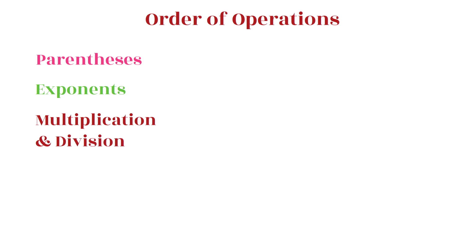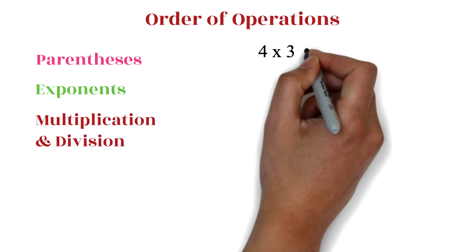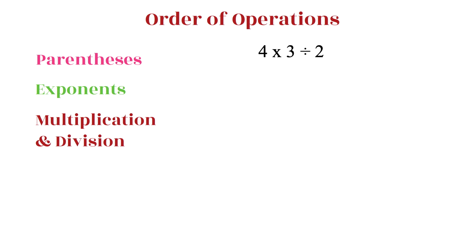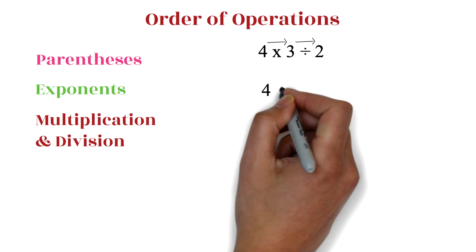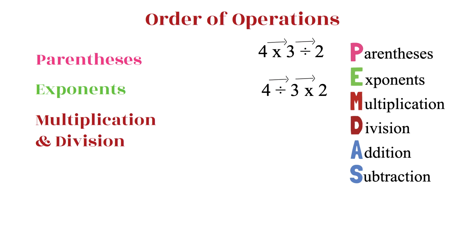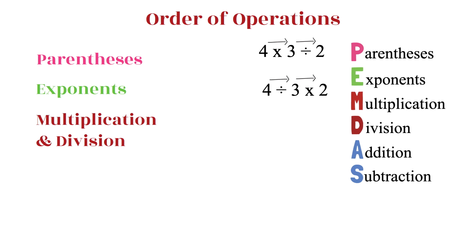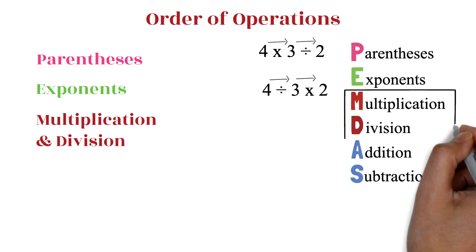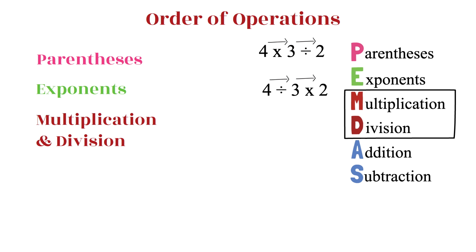This means that if you have, let's say, 4 times 3 divided by 2, you'll do the multiplication first and division second. But if you have 4 divided by 3 times 2, you'll do the division first and the multiplication second. I know a lot of students are stuck on PEMDAS, so they assume multiplication operations are always done before division operation, but that's not the case. Multiplication and division are on the same level. You work it out from left to right.